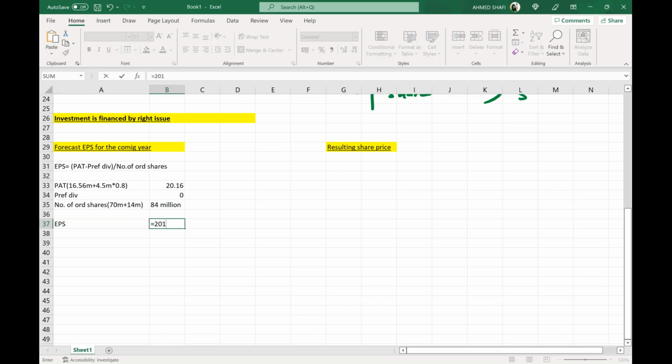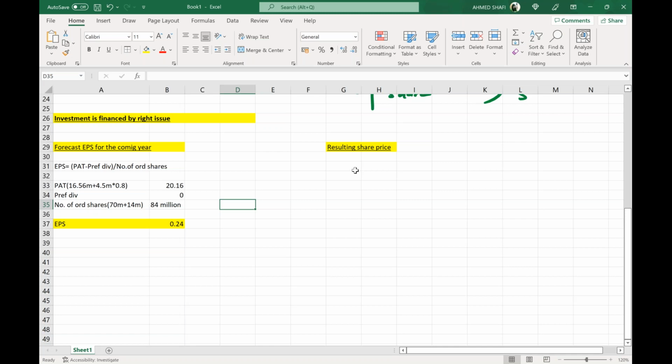PAT 20.16 less preference dividend 0, divided by number of ordinary shares, that's 84 million. So EPS is going to be 0.24 for the next year. You have no problems in preference dividend for the coming year. Everything we need for the coming year: preference dividend 0, number of ordinary shares increased by 14 million, and PAT increased by 4.5 due to investment, but only 80% of it.